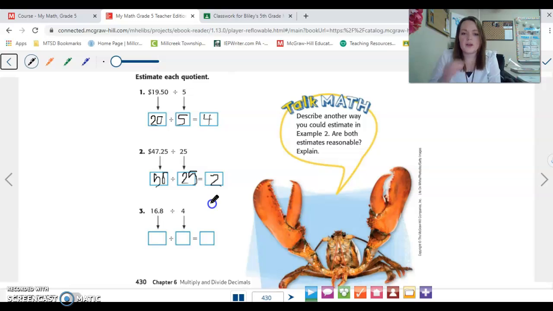Lastly, let's do number 3. We have 16 and 8/10 divided by 4. Is this closer to 16 or 17? In this case, they're saying it's closer to 16, but as you and I both know, it's closer to 17. I don't know why this book does this. I apologize. We could pretend this is 16.4 divided by 4. 16 divided by 4 gives me 4.